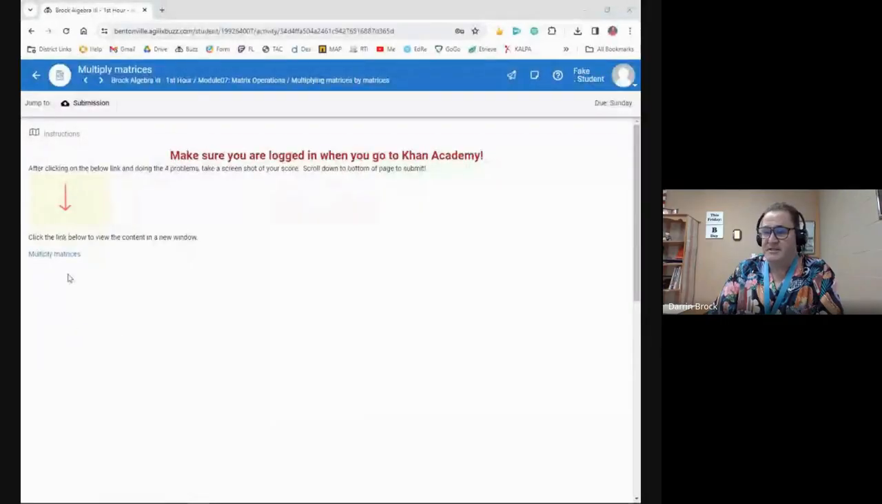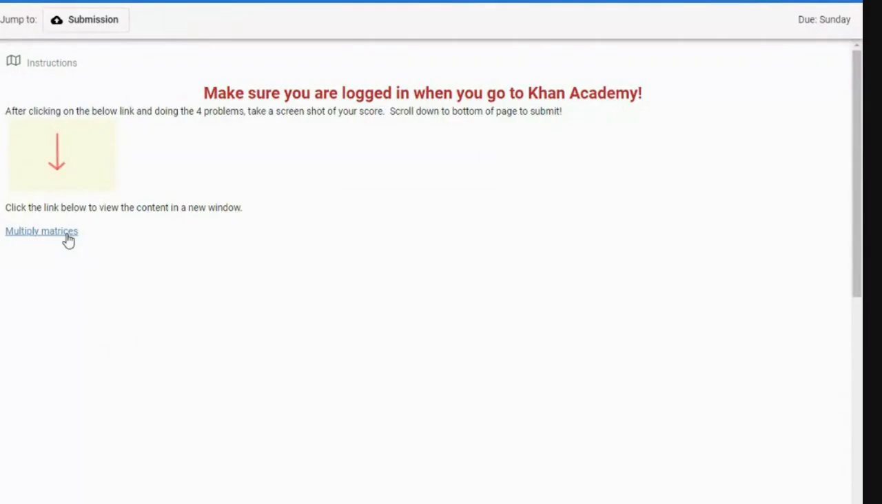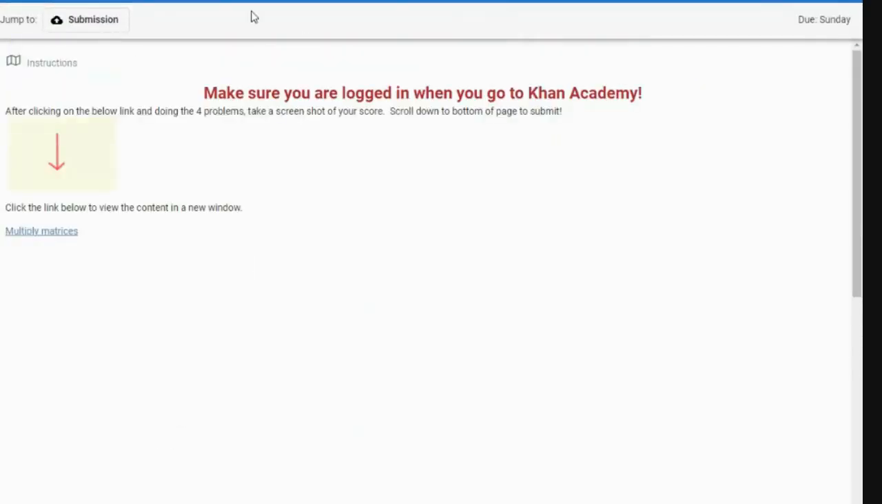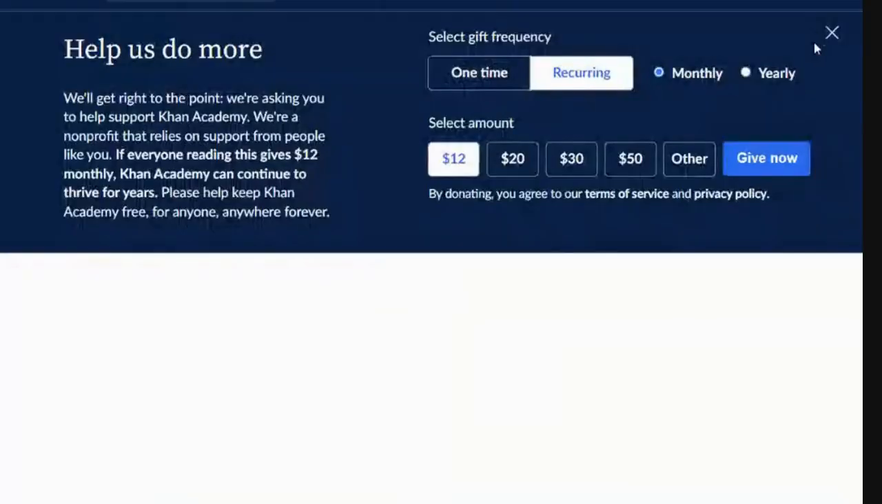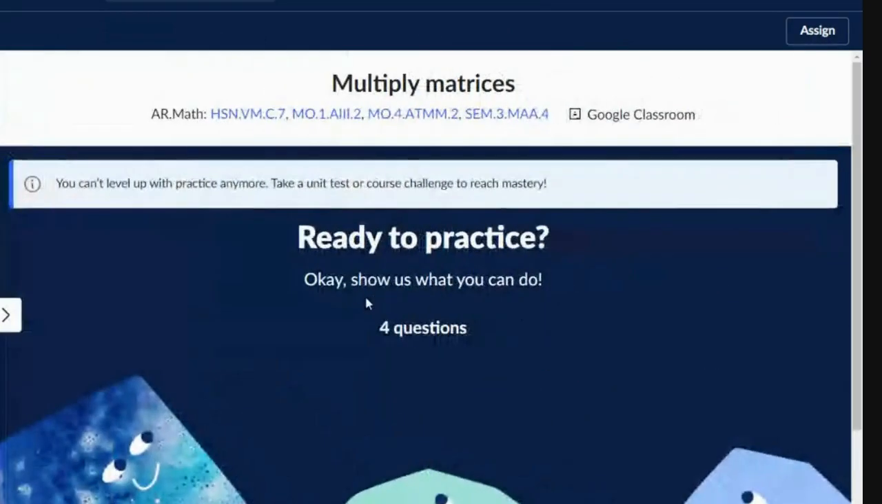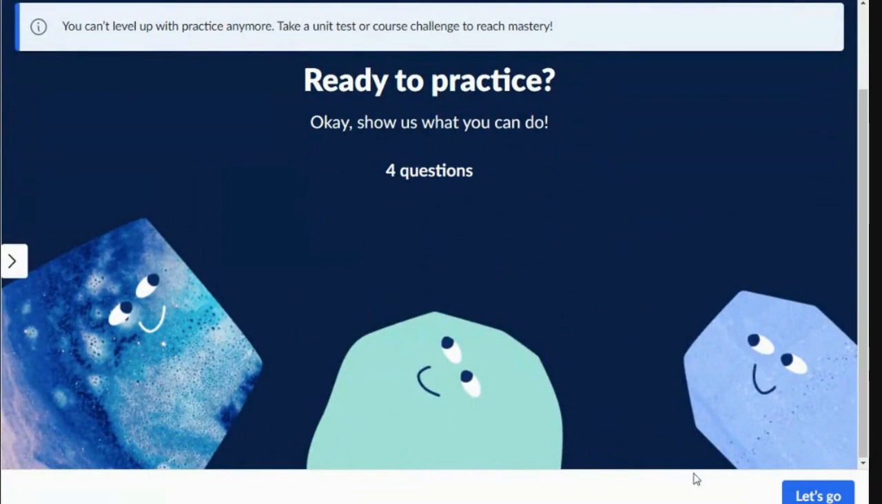Let's go ahead and look at the assignment that goes with that, because that's our first assignment this week, the multiplying matrices assignment. We're going to look at one of those together, and I'll leave the rest for you. But remember, you're going to scroll down and paste your score down here after it logs you in. Make sure you're logged in, with your name up at the top. Okay, ready to practice. Here are the 4 questions.